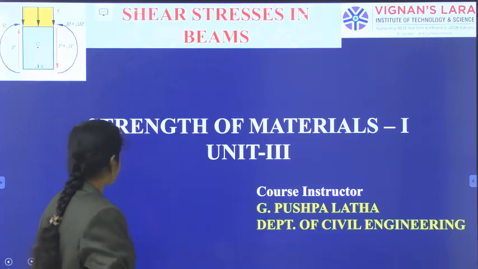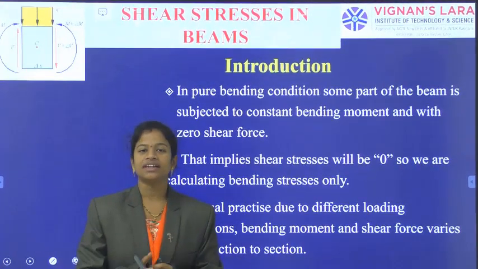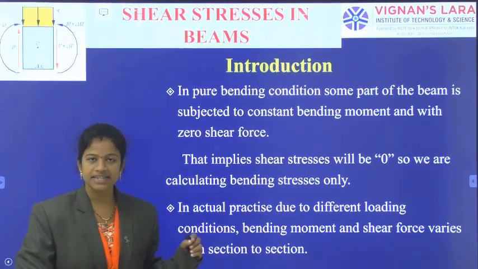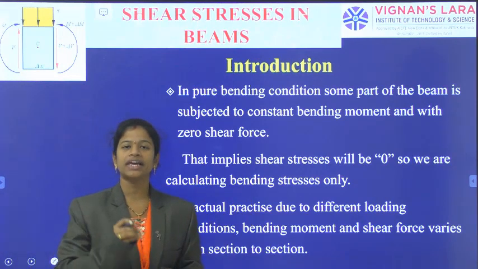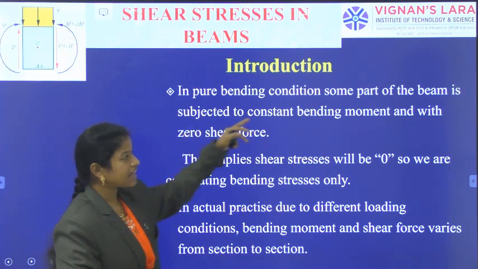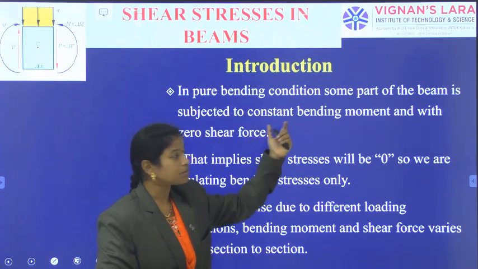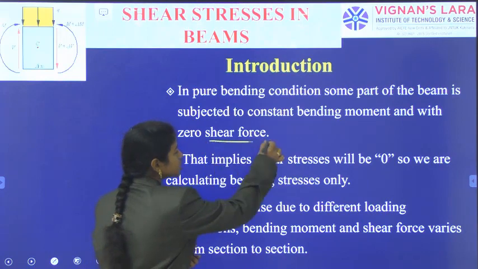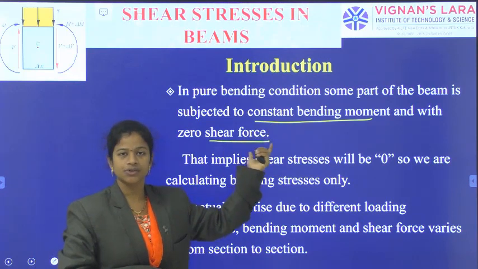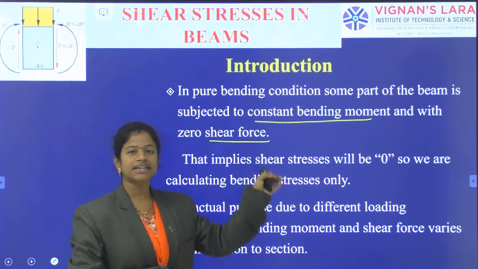Firstly, in our bending stresses condition, we observed a concept, pure bending, right? So what is the meaning of pure bending? In case of pure bending, I am considering that the section itself has purely the bending moment, but not any shear force. So in pure bending, I am assuming some part of the beam is subjected to constant bending moment and zero shear force. Only for such a section do I use the pure bending theory equation. There I have taken net shear force equal to 0.